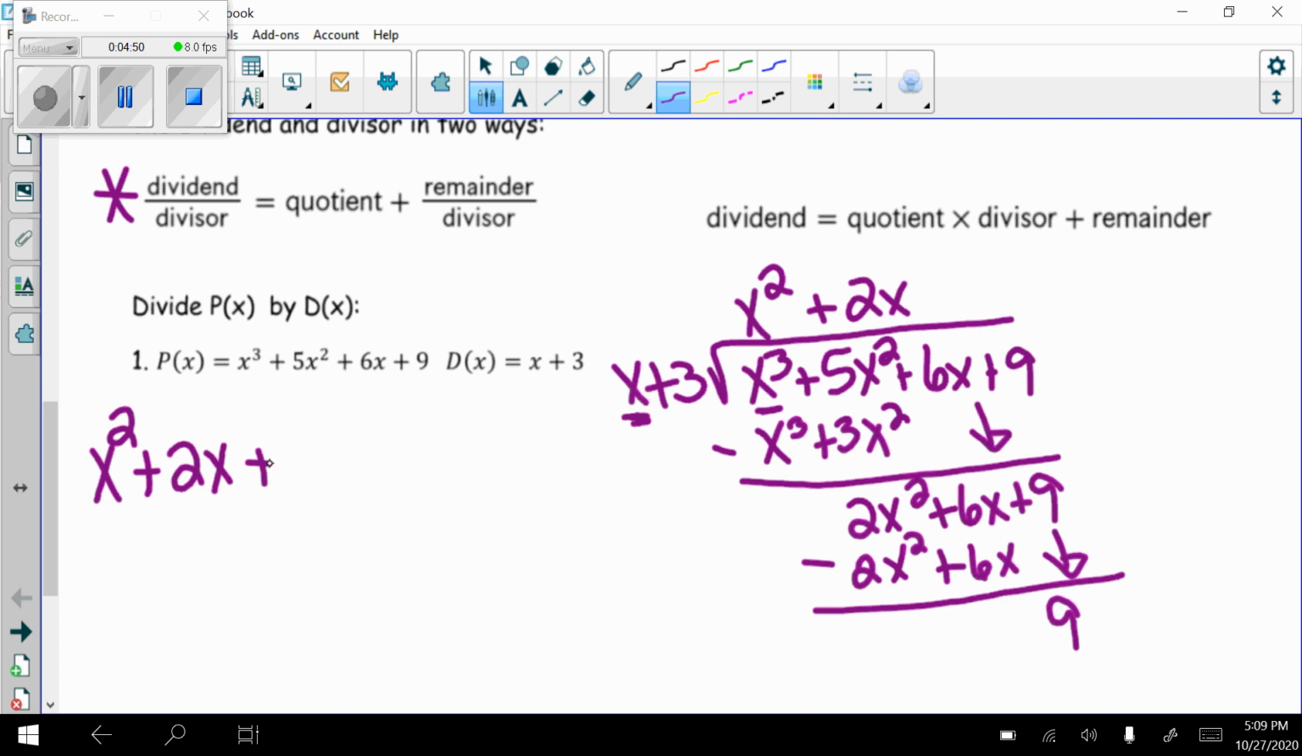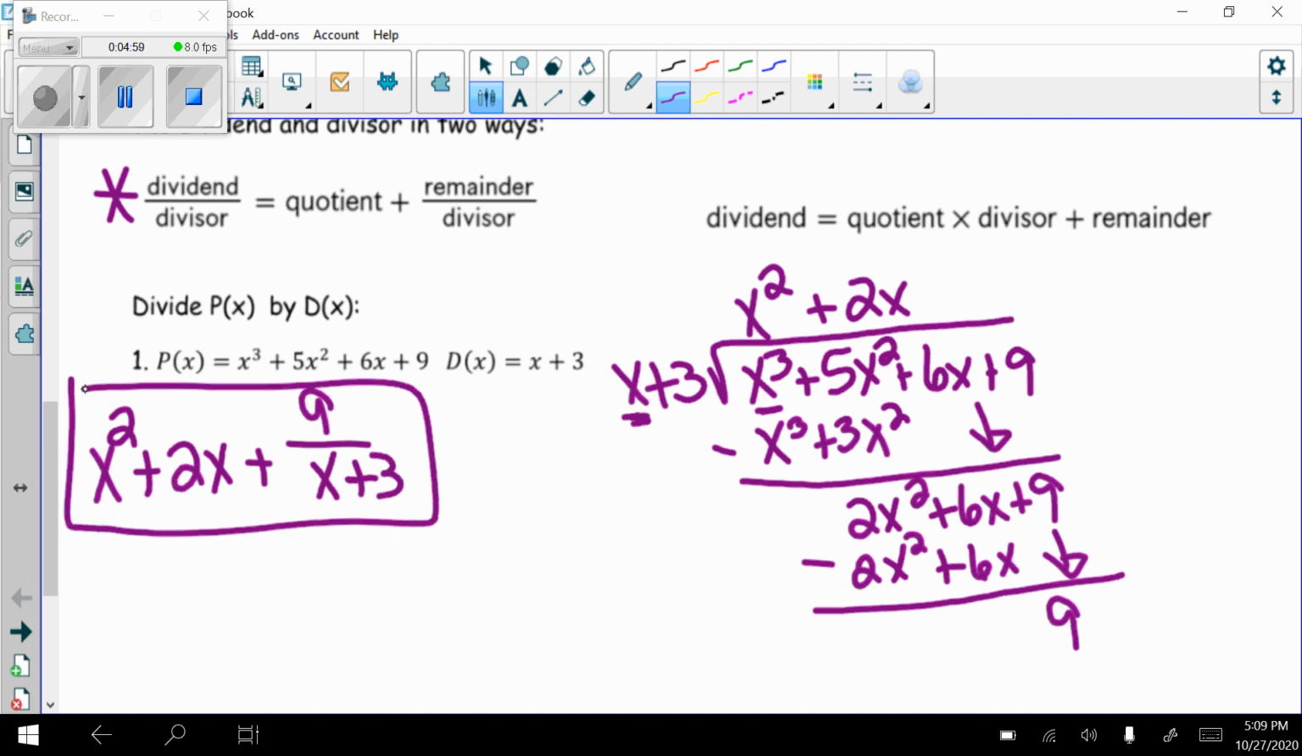Plus the remainder divided by the divisor. My remainder was 9. The divisor, what I divided by, x plus 3. So that's one possible way to write it.